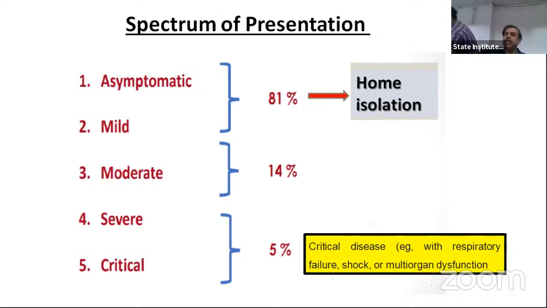Only these two categories of patient, you are supposed to advise home isolation. Then we have moderate 14%, severe and critical only 5%. In the critical category, those patients who have developed ARDS, multi-organ failure, septic shock, or respiratory failure constitute the critically ill patients, and the number is less, 5%. However, considering the total number of active COVID patients in the country, this critical 5% will constitute a large burden on the healthcare system.